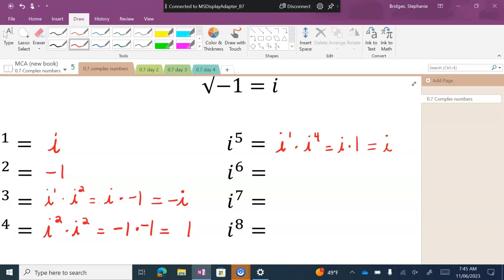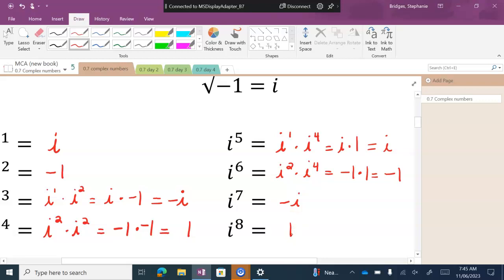i to the sixth. I squared times i to the fourth. That gives me i to the 6. I'm sorry, I said the wrong thing. And what is i squared again? -1. And i to the fourth we said was 1. So if I multiply -1 times 1, I get -1. So does that seem to be following along the same pattern? So what do you think following that pattern i to the 7th would be? -i. And then i to the 8th would be 1. Okay, the pattern repeats after the first 4.